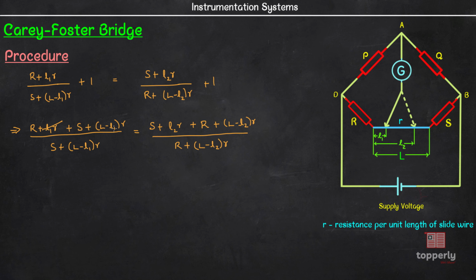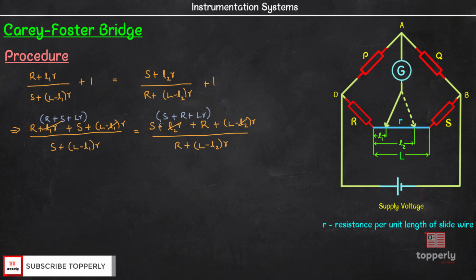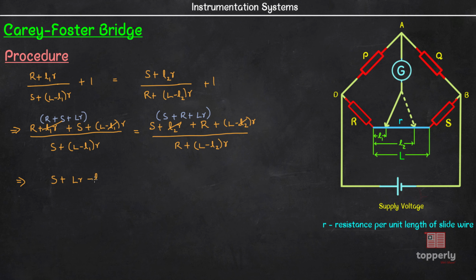Now if you see, this L1 r and this L1 r cancel out. Similarly, this L2 r and this L2 r cancel out. Therefore, the numerators are R plus S plus L r, and here we have S plus R plus L r. So you can see that the numerators are same in both the cases, so we can equate the denominators. Therefore we have S plus L r minus L1 r equal to R plus L r minus L2 r. And we can cancel out these L r terms, which gives us R minus S equal to (L2 minus L1) into small r. And let's say this is equation number 3.